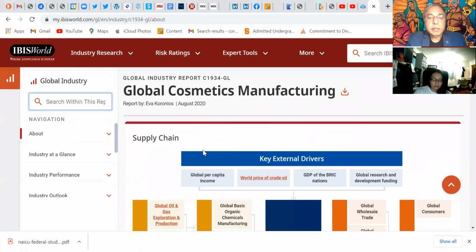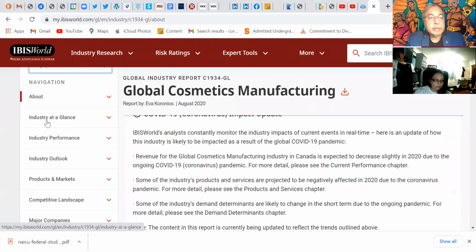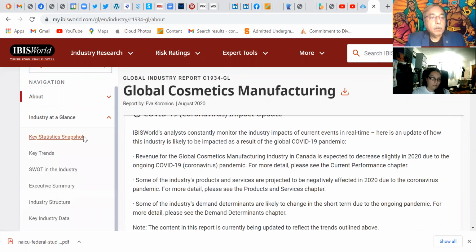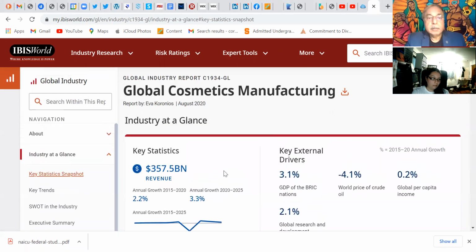They're going to give you this industry, but I want you to look at on the left-hand side these kinds of main subject headings. These are the kinds of areas I want you to dig into for your industry. Give a snapshot of your industry at a glance, right? So if I go to this key statistics, you should have a snapshot of my industry.